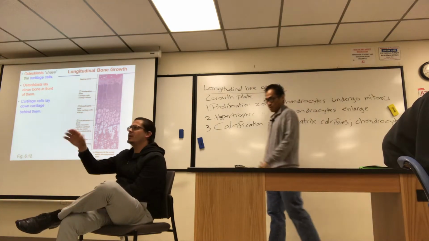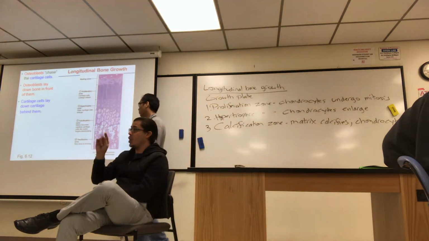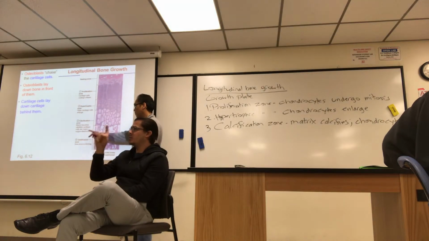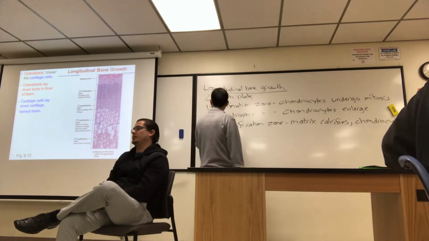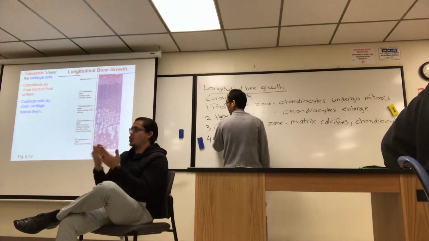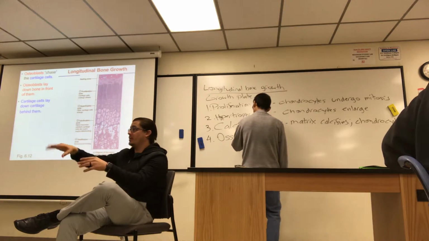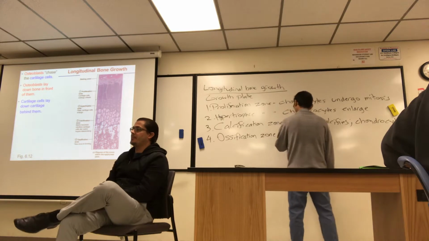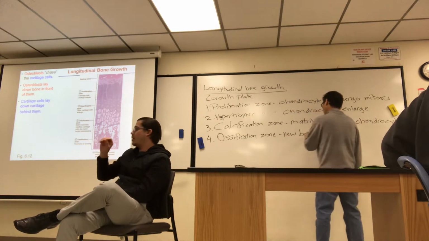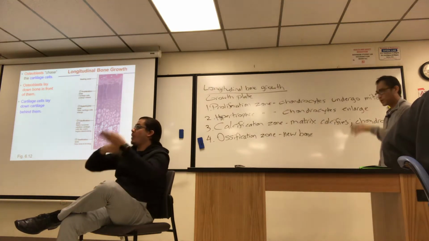So without any cartilage cells to maintain the cartilage, that matrix will deteriorate, and then the ossification zone is when the new bone forms to replace that cartilage. So number 4, ossification zone. New bone replaces the cartilage that has deteriorated.